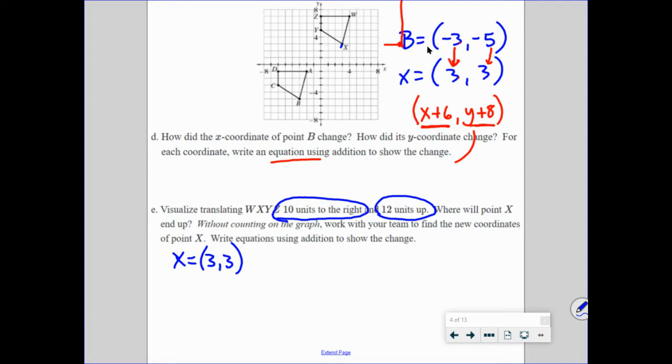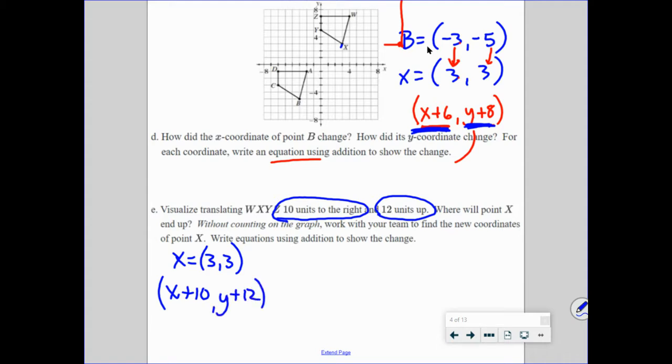Okay, so did you pause it? Did you do it? Here we go. What I want you to do is tell me what happened here, okay? I'm going 10 units to the right. Now, based on what we set up here, if this moved it 6 to the right, 10 units to the right would be x plus 10, wouldn't it? And 12 units up, this moved it 8 units up, so 12 units up must be y plus 12.